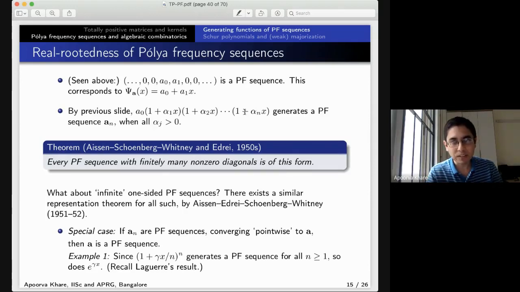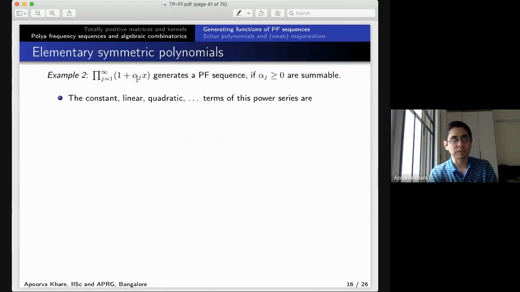The second example is the natural way to go about this. I have a partial product like this. If I can keep going for all n, then I get an infinite product, and that must generate a Polya frequency sequence. And that's what this example says: the product of (1 plus alpha j x) generates a PF sequence, assuming some nice summability property. So the alpha j's are, let's say, positive real numbers or non-negative. And so clearly then 1 plus alpha j x in absolute value is less than e to the power alpha j times mod x, even for x complex. And so if the alpha j's are summable, then the product of e to the power alpha j mod x is fine. Therefore, this converges and generates such a sequence.